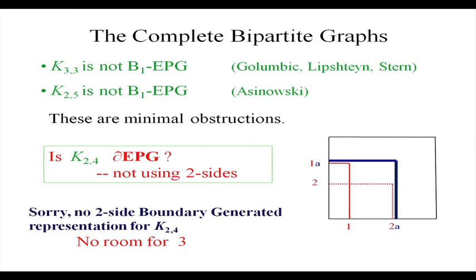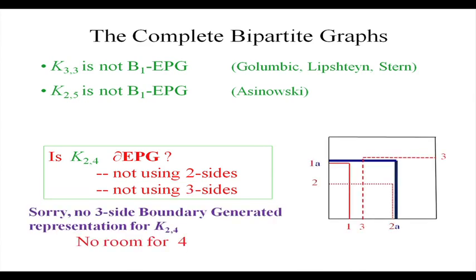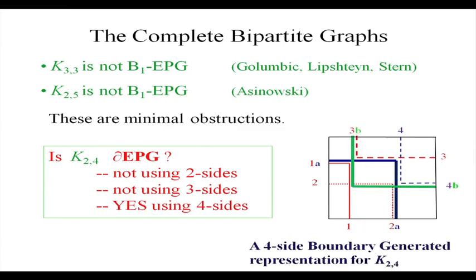Sorry. If I try to lay them down on 2 sides, I can put down 1 and 2 with A, but there's no room for 3. Not using 3 sides, because if I try using 3 sides, I can put in A and 1, 2, 3, but there's no room for 4. But yes, I can do it with 4 sides. And here's a representation using 4 sides.